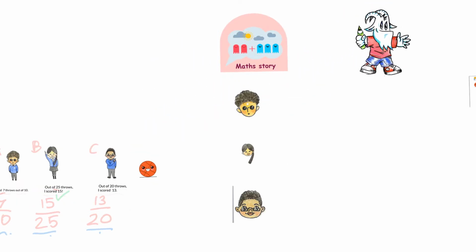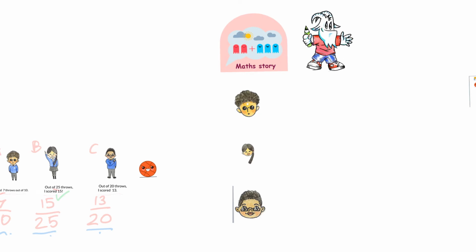So let's try to see our math story. Let's name the parts: Adam, Betty, and Charlie. Adam scored 7 out of 10 throws. Betty scored 15 out of 25 throws. And Charlie scored 13 out of 20. Now the question is, who has the best score? Let's have a look.